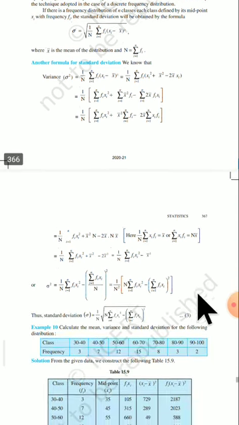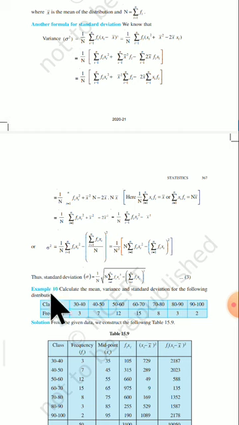After simplification we will get that value equal to 1 by n square into n into summation of fi into xi square minus summation of fi into xi whole square. So n is outside here. Therefore standard deviation is the square root of this term, that is 1 by n into square root of n into summation of fi into xi square minus summation of fi into xi whole square. Here only xi square, here whole square.